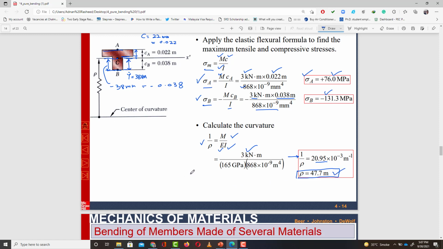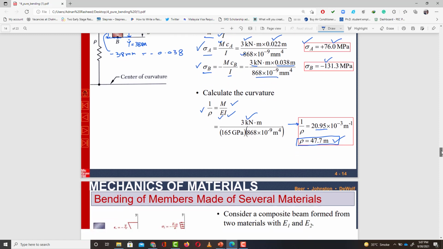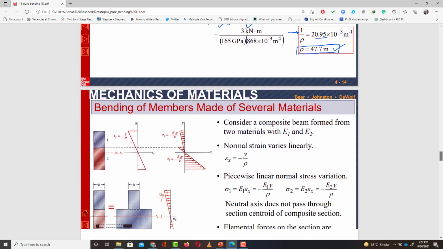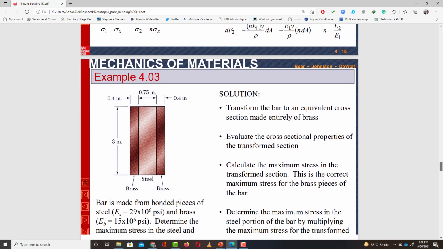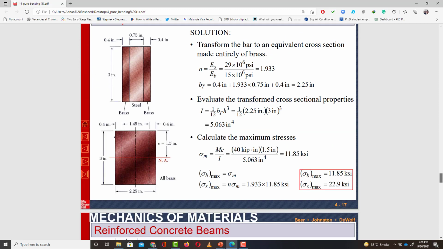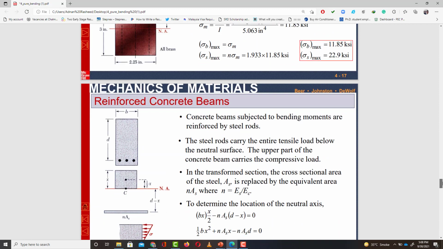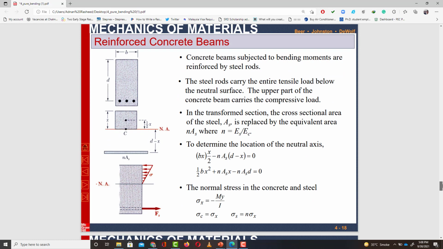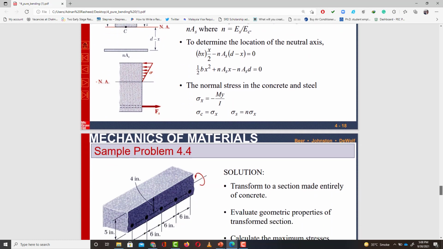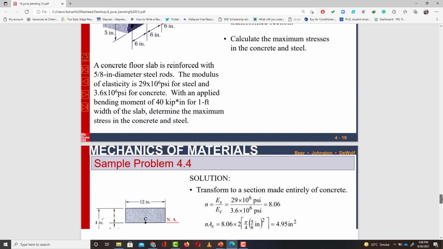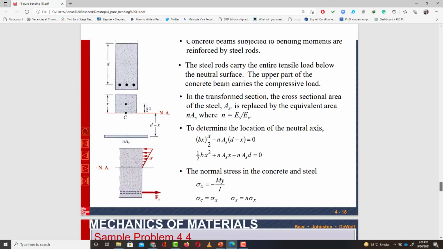So this was all about today's lecture. I hope you have enjoyed. In the next video, we will discuss the bending of members that are made of several materials. We will see this theory and how to tackle such types of problems. Then we will discuss reinforced concrete beams and how to tackle these problems. So all will be discussed in the coming lecture.